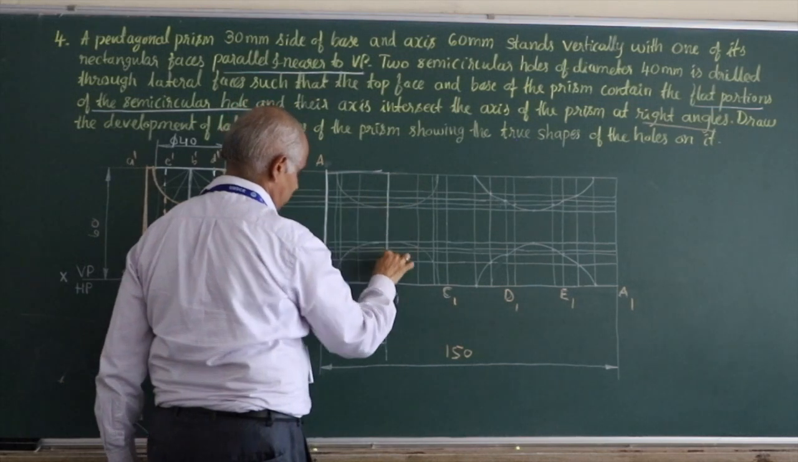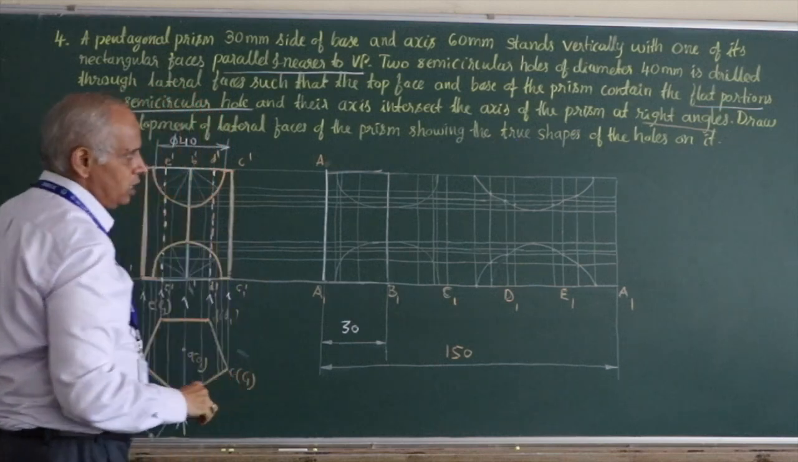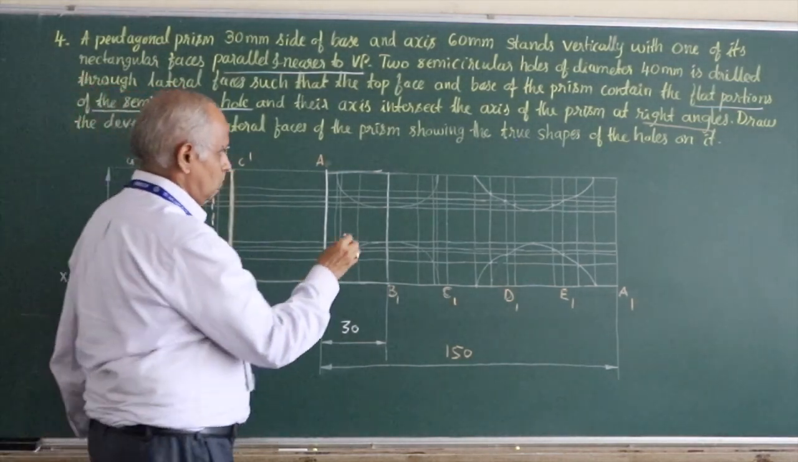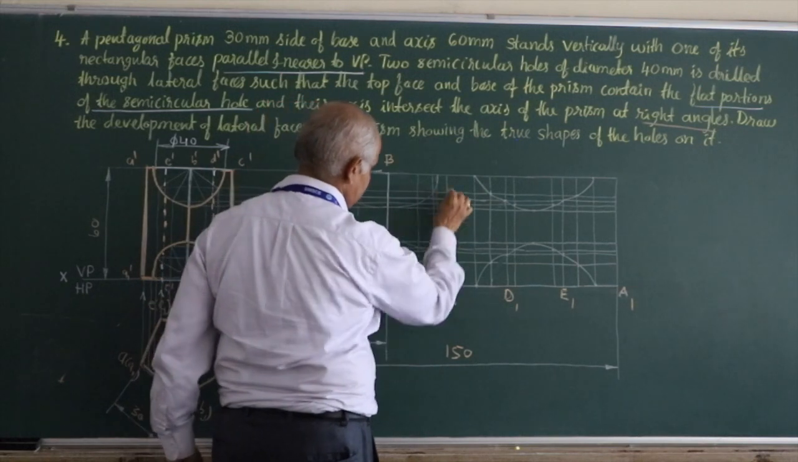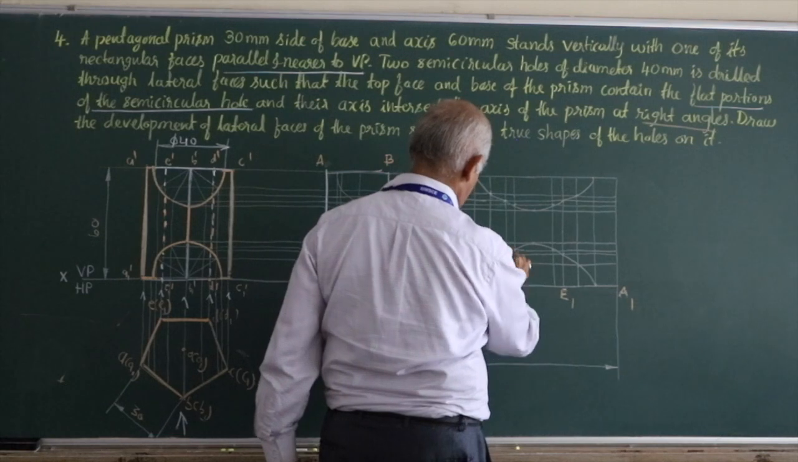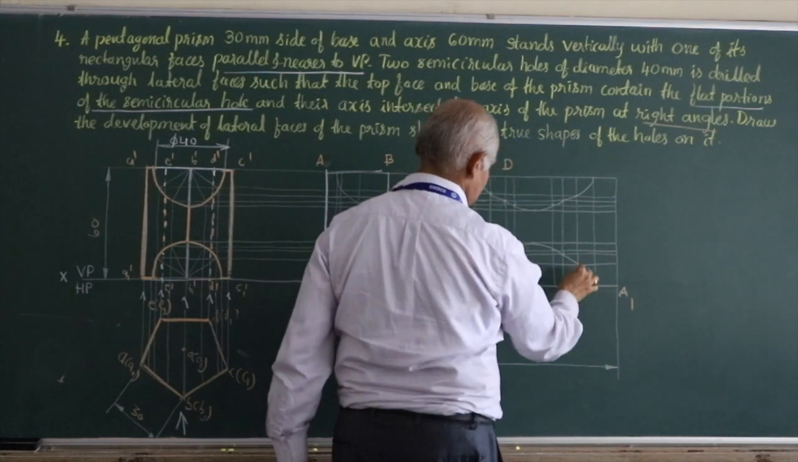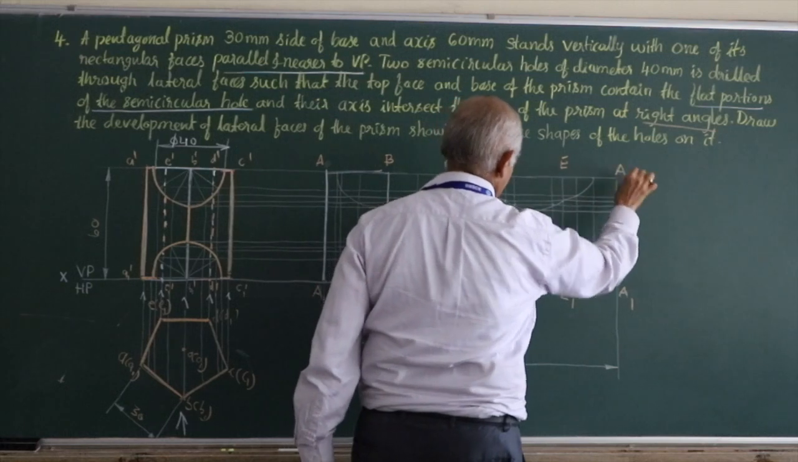So 5 rectangles of 30 mm width and height equal to the height of the object, which is 60 mm here. So I have got this point as B, this is C, this is D, this is E, and this is A.